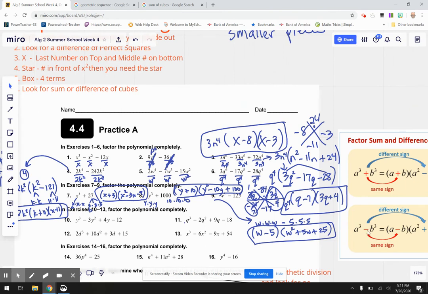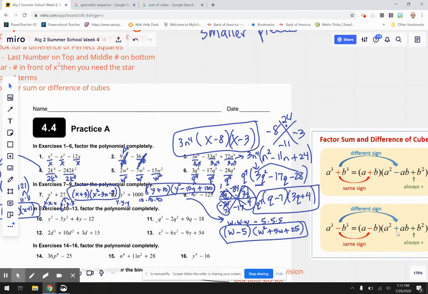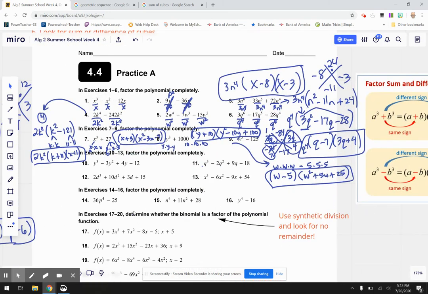When it's a difference, the first one's a difference. That's what I put here, difference. And then the next one in there's a plus. So plus and then a minus, and then another plus. So plus and plus. That's when you have a difference of cubes.